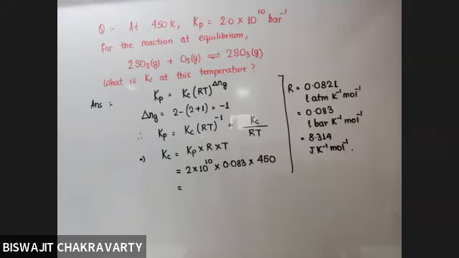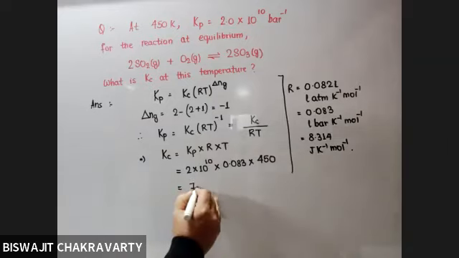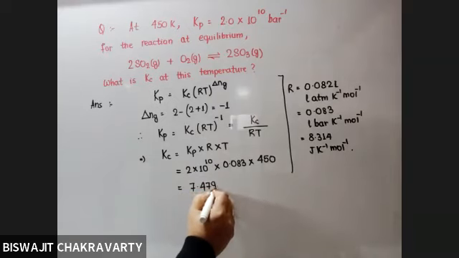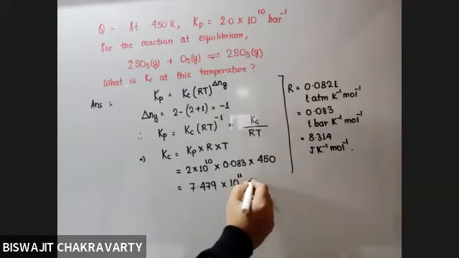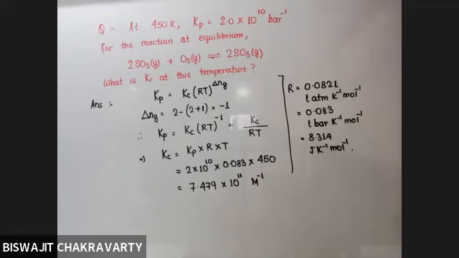So is it 7.47 into 10 to the power 11? 7.479 into 10 to the power 11. The unit will be molar inverse, because the unit of Kp is bar inverse. The unit of Kc will be moles per liter inverse or capital M inverse, any one of the two.